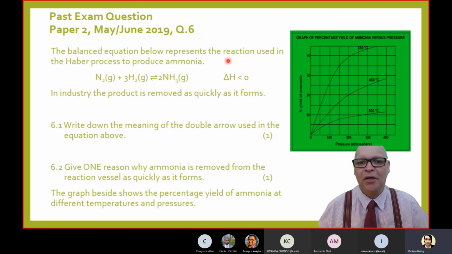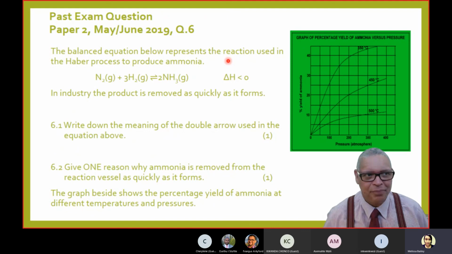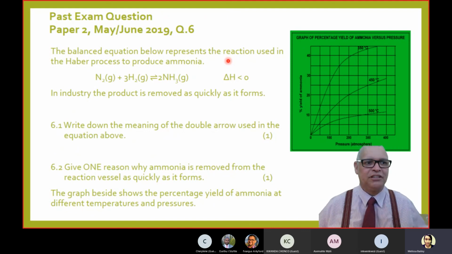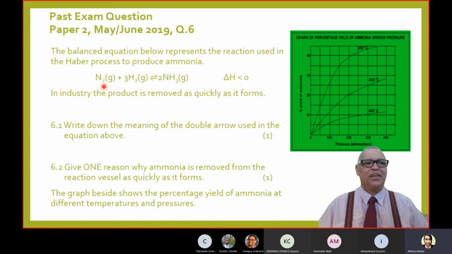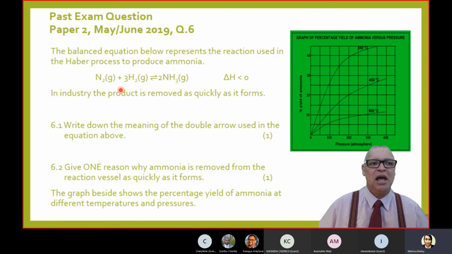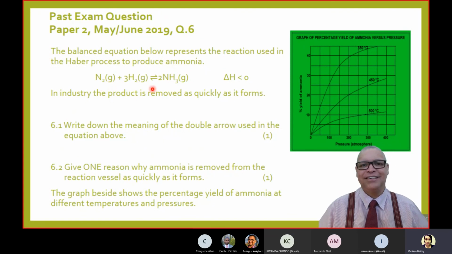You may remember I spoke about the Haber process earlier on this morning. Now, in the Haber process, we have nitrogen gas. There we have it. 1 mole of nitrogen gas plus 3 moles of hydrogen gas is our reversible reaction, and that goes to 2 moles of ammonia. Notice this is a homogeneous reaction. In other words, all the reactants as well as the products are in the same phase. They're all in the gaseous phase in this particular case.